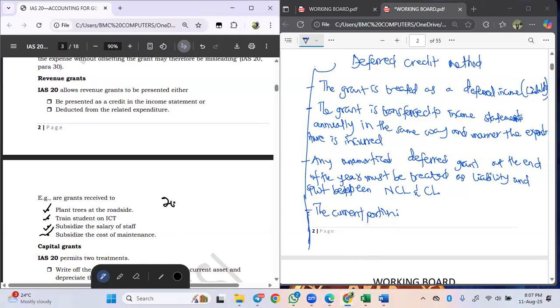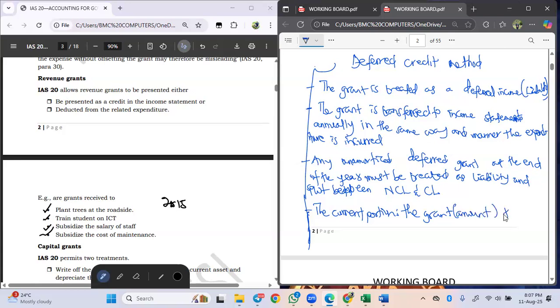So if you are in 2015, the grant that will be transferred in 2016 will be the current liability here. So you solve a question and you understand what I'm trying to say. So the current portion is the grant or the amount that will be transferred. I know that place will pose some challenge, but you understand it.